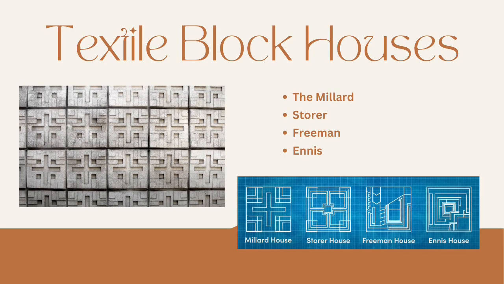The next set of houses he built were the textile block houses, the Millard, the Storer, the Freeman, and the Enos. Each of these houses was built from a specific pattern block. It was said to be cheaper, and I would like to add, it's sort of a callback to those early childhood blocks, the Froebel blocks.